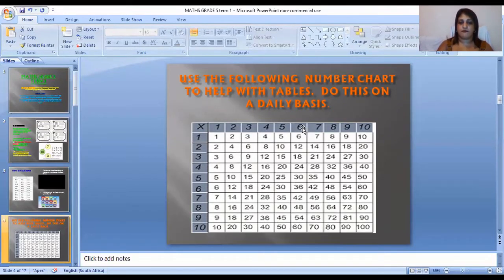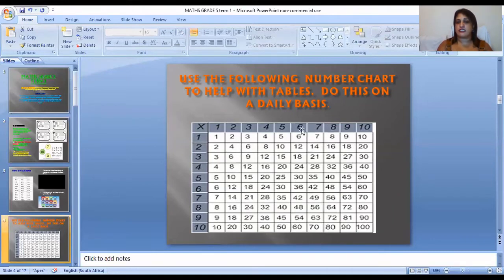So for example, we'll read this table vertically and horizontally. I'll say, for example, the 6 times table. 6 times 1, my answer will be on the first line below 6, which is 6. 6 times 2, on the second line below 6, which is 12. 6 times 3, on the third line below 6, which is 18. If I'm doing 9 times, same way. 9 times 1, first line under 9, which is 9. 9 times 2, second line under 9, which is 18. 9 times 3, third line under 9, which is 27.